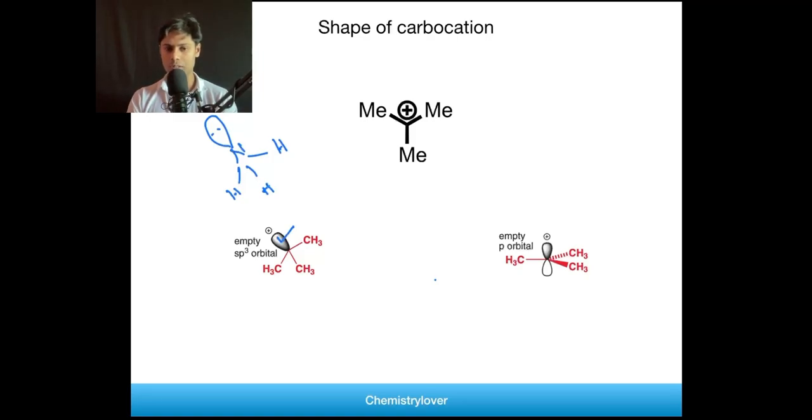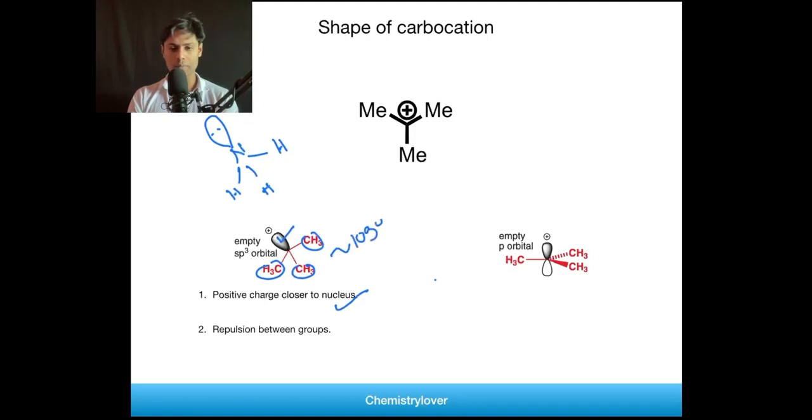Now what is the difference between these two? Let us see. In the case of the pyramidal carbocation, you can see the positive charge is closer to the nucleus. Why am I saying that? Because you are placing the positive charge on the sp3 hybridized carbon atom, which has more s character in the vacant orbital, and that is not a stabilizing situation. Also, the angle between these groups is close to 109 degrees.